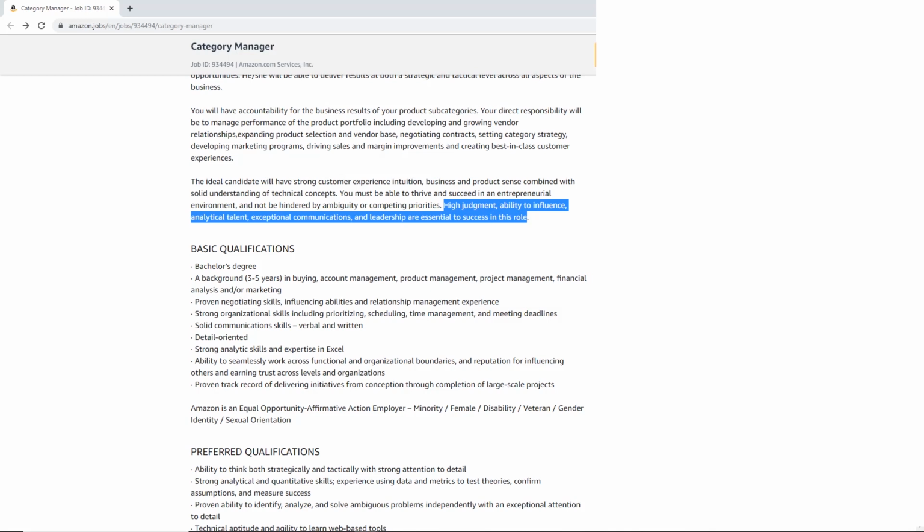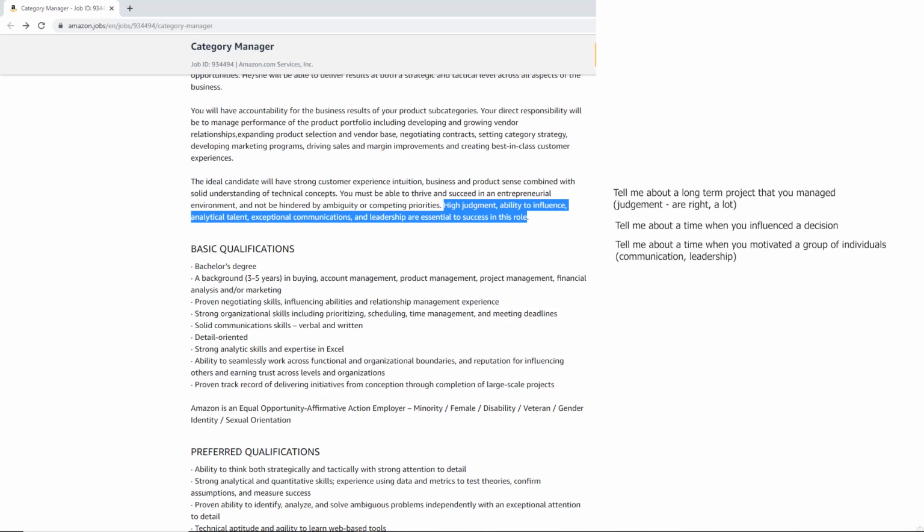High judgment, ability to influence, analytical talent, exceptional communication, and leadership are essential to success for this role. Now, this is another goldmine for possible interview questions. Tell me about the long-term project that you managed. Or tell me about the time when you influenced the decision. Or tell me about the time when you motivated a group of individuals.